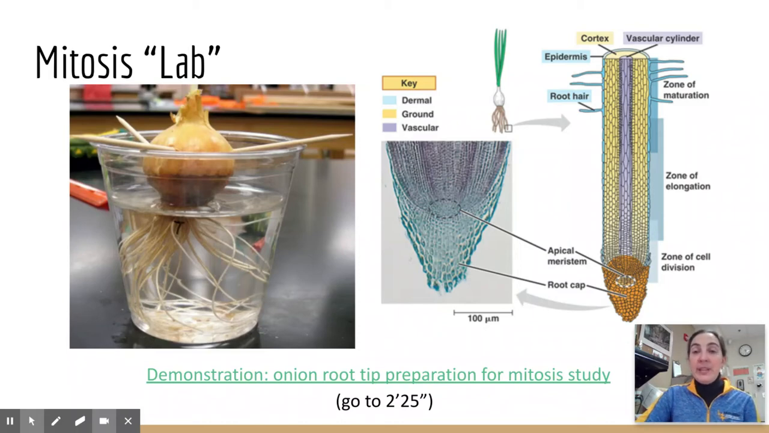But the important thing is that once we have a slide of it, you can look at each of the cells in there and determine how many of them are actively dividing, are in one of the phases of mitosis, and compare that to how many of the cells are in interphase. And if you get a higher percentage that are dividing, then that root tip is growing more quickly. And if you have less that are actively dividing, then it's not growing as fast.